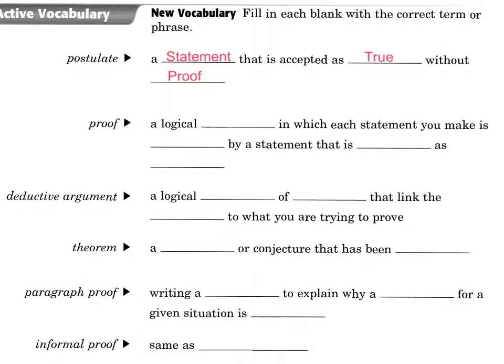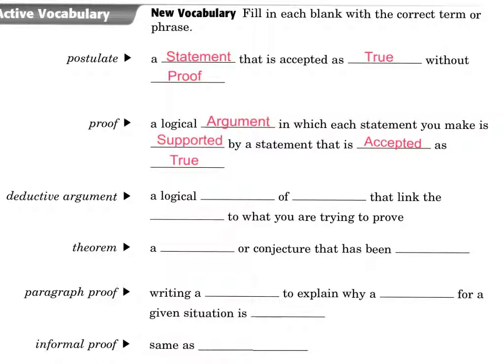A proof, which we're going to spend a lot of time on, is a logical argument in which each statement you make is supported by a statement that is accepted as true. So every single statement you make within the proof, or when we start doing two-column proofs, every single step is accompanied by a reason that is accepted as true. And there's different things we can use for a proof. We can use postulates, we can use theorems, axioms, and we can also use definitions.